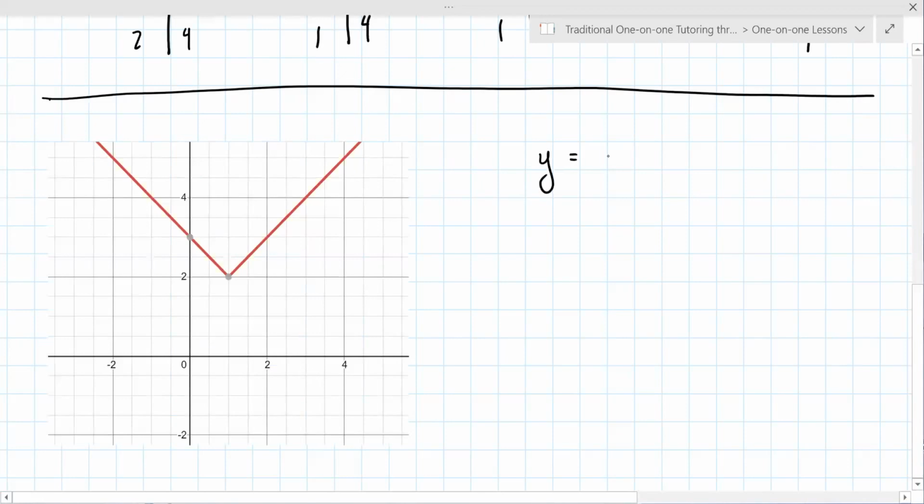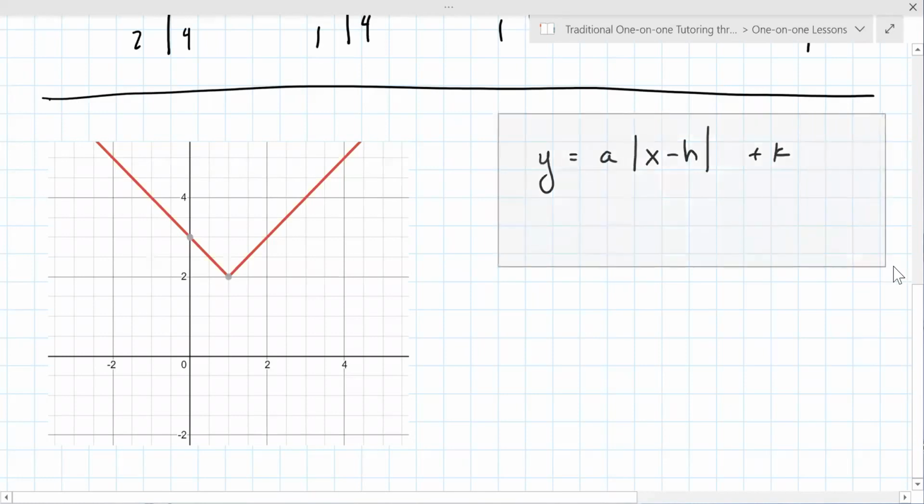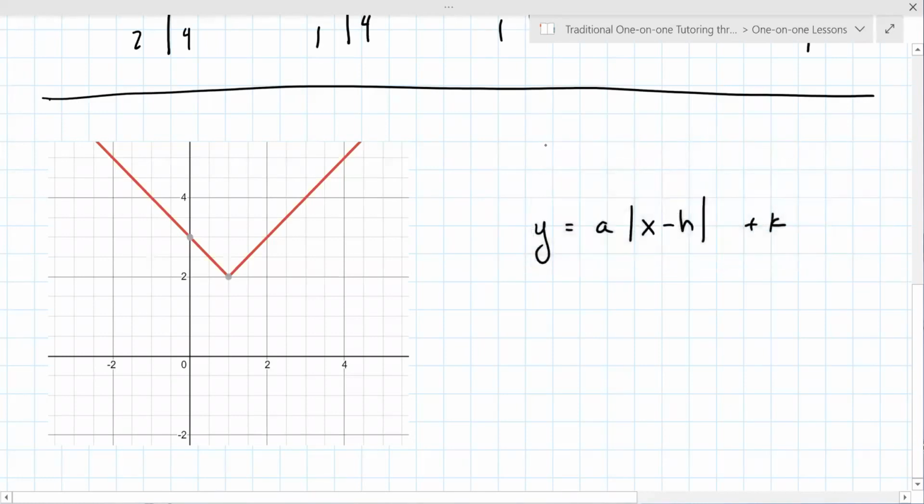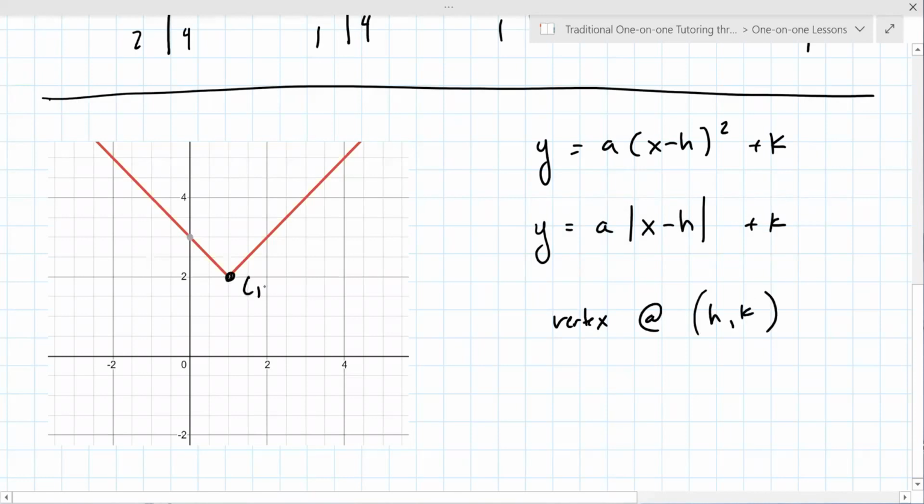So this is kind of like a quadratic, and this is for absolute value. And I'm gonna show above what it is for a quadratic. The difference is that one is obviously squared, with parentheses, and this is absolute value. What they both have is a vertex at h comma k. So your vertex here is at 1 comma 2. So you immediately write a times x minus 1 plus 2. Do you see that? Yes, I do.